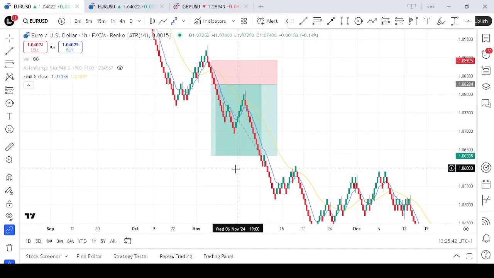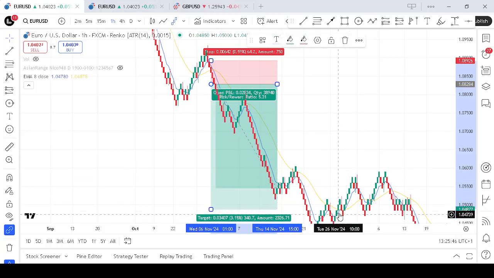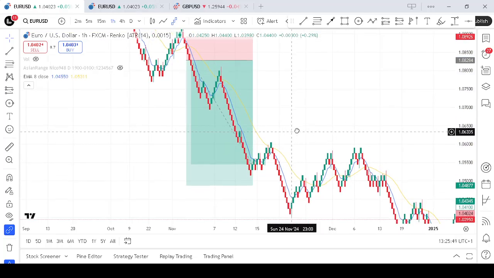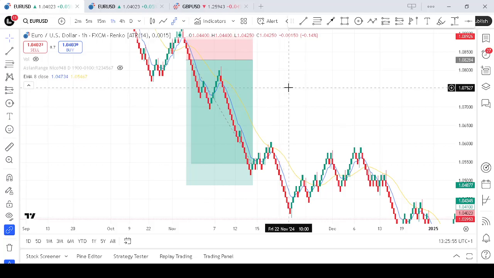Then you can leave the trade the moment you see price cross back over. At the specific place you see a crossover, you can close your trade.